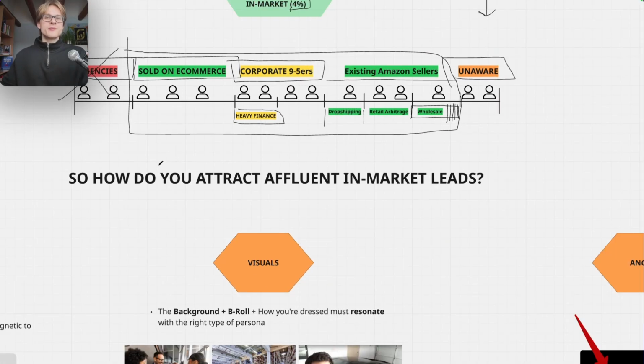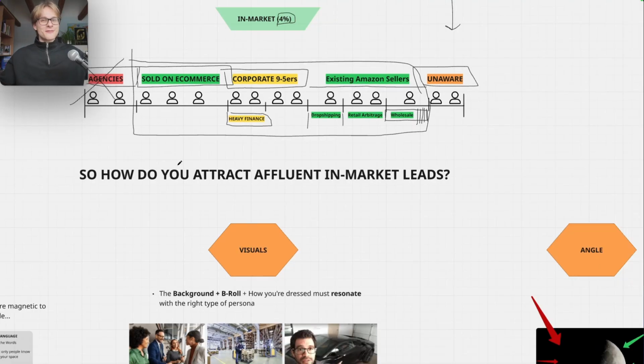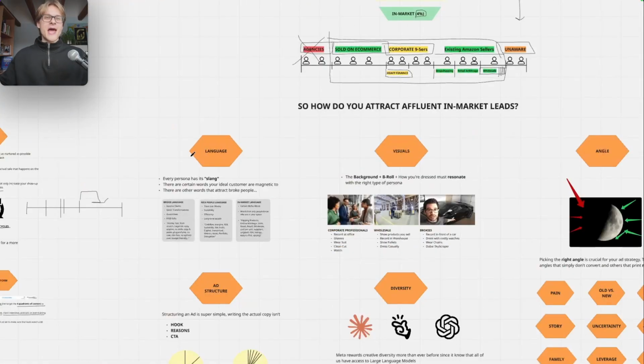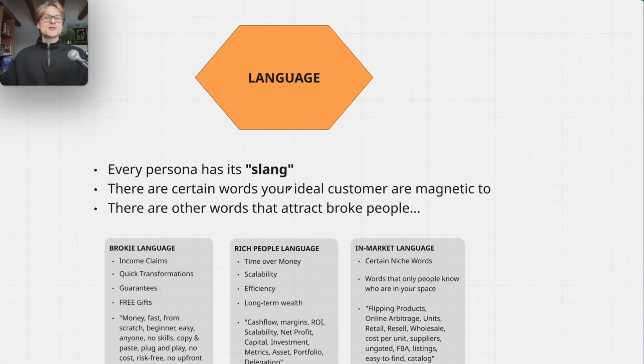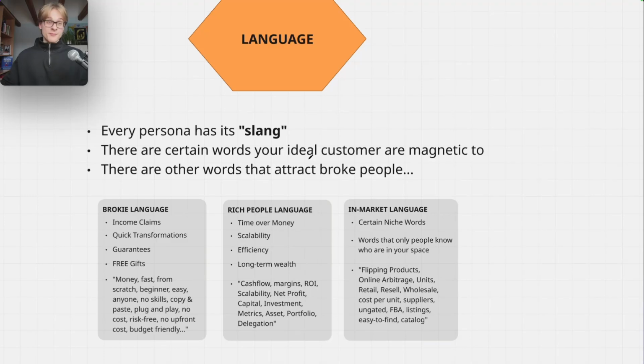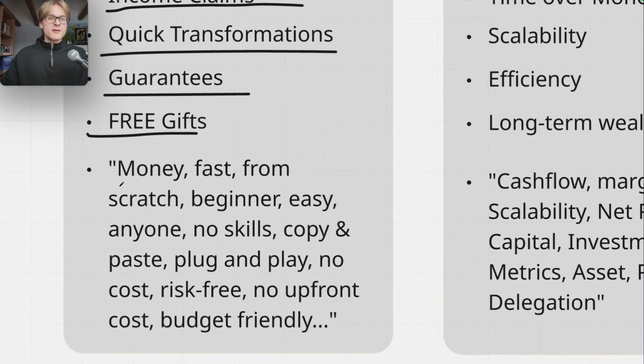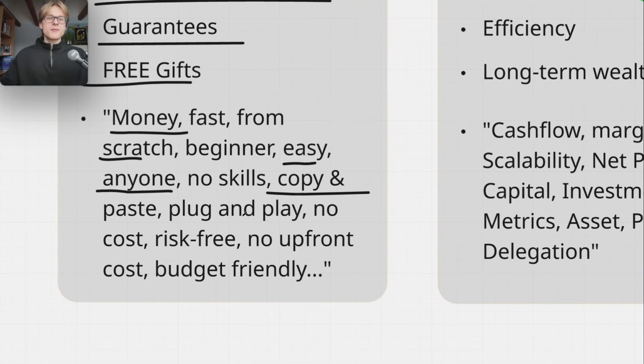Now, how do we attract them? How do we actually do it in practice? How do we attract the fluent in-market leads? Well, first of all, the language. Every person has their slang, okay? There are certain words your ideal customers are magnetic to, and there are other words that attract broke people. Broker language includes income claims, quick transformations, guarantees, free gifts, right? Words could be money, fast, from scratch, beginner, easy, no experience, no skills, copy and paste, plug and play, no cost, risk-free, no upfront cost, budget-friendly.